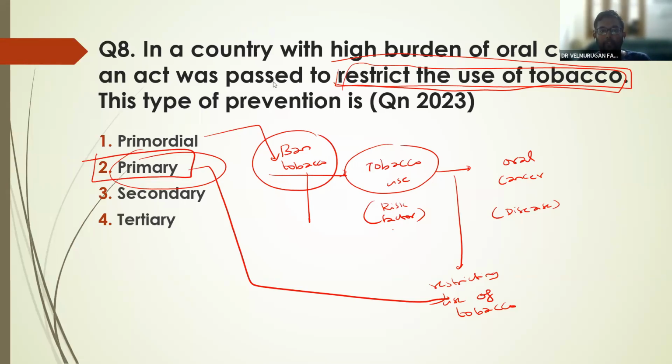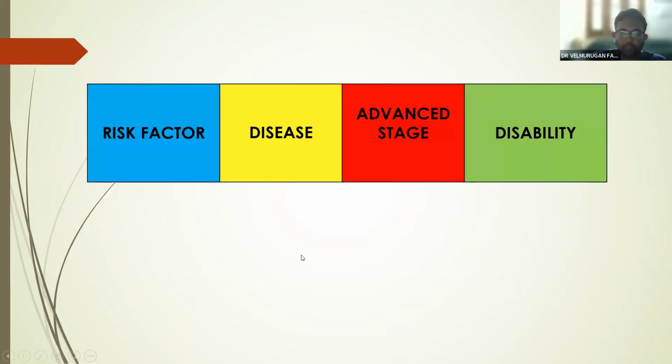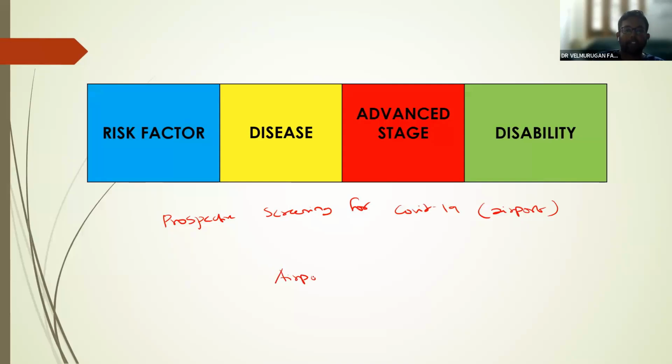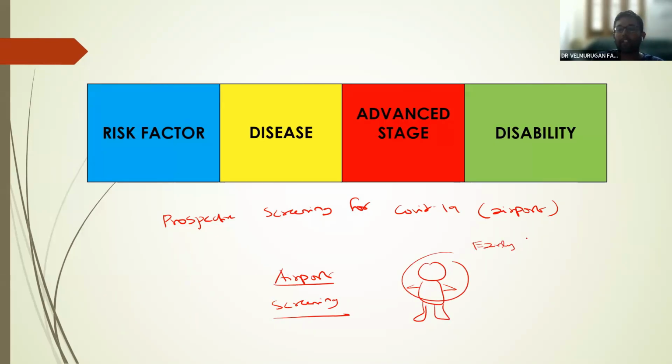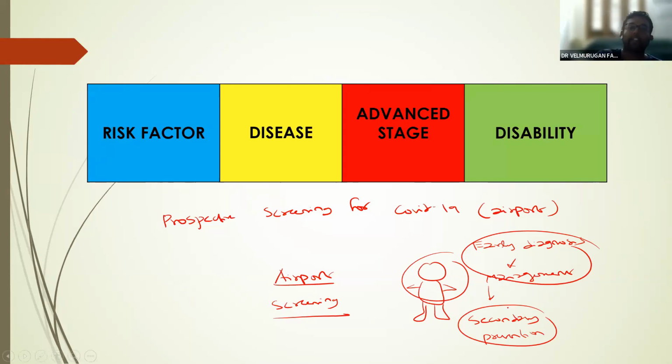Sir, if you do prospective screening at the airport for COVID-19, does it come under primordial or secondary? Okay, that is the question asked related to this question. The question is about screening for COVID-19 at the airport. Usually at the airport, they are screening the person who is coming. What is screening? It comes under early diagnosis and management, which is usually secondary prevention. So for the person being screened, it is secondary prevention. If the question is simply like this, you can put secondary prevention.